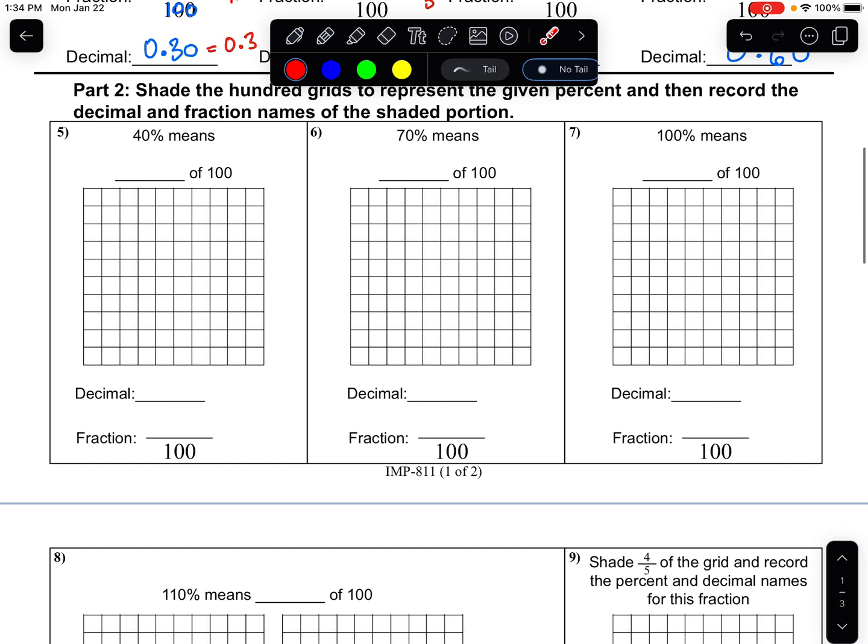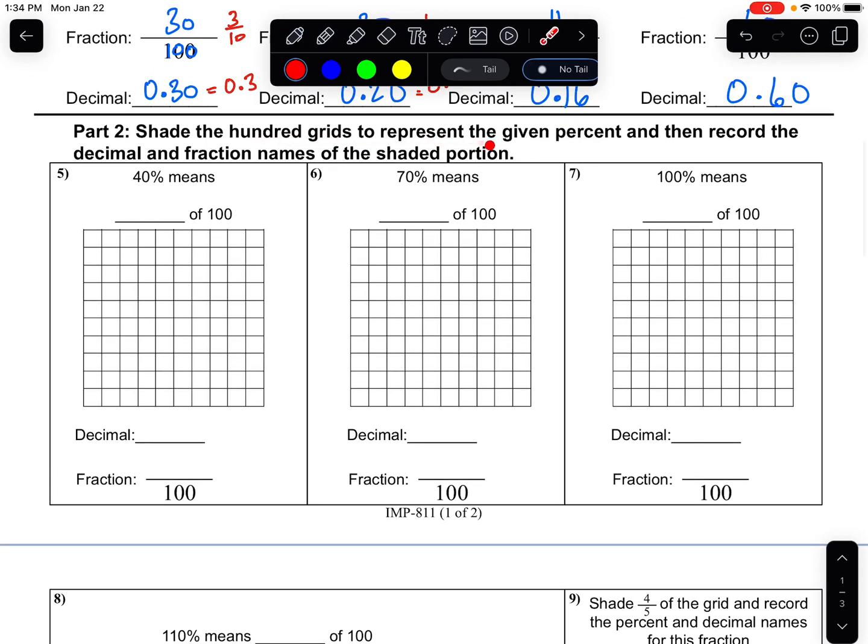Let's take a look at part 2. They want us to shade the 100 grids to represent the given percent, and then record the decimal and fraction names of the shaded portion. So 40%, what does 40% mean? It means 40 out of 100, which is 40 hundredths. Well, actually, let's shade first. So I could shade this part. That's 10, that's 20, that's 30, and 40 right here.